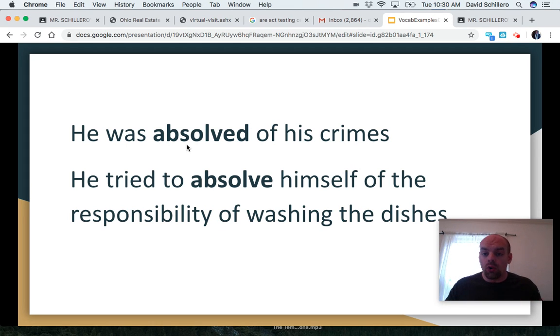So if you're in a courtroom and the judge says not guilty, you are absolved of whatever it was that you were being accused of. The second example says, he tried to absolve himself of the responsibility of washing the dishes. So if that's your chore and you try to absolve yourself of it, or free yourself of that responsibility, it means you're trying to get out of it. So that is our first word.